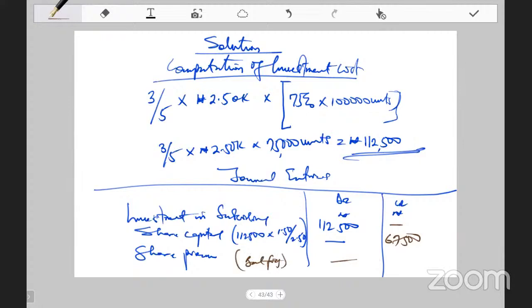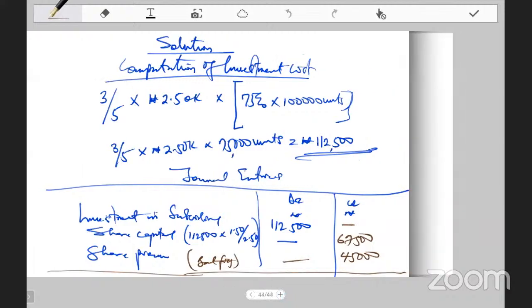From 112,500, I give you 45,000. Yes or no? Okay, we are through with that. Let's go to the third component.